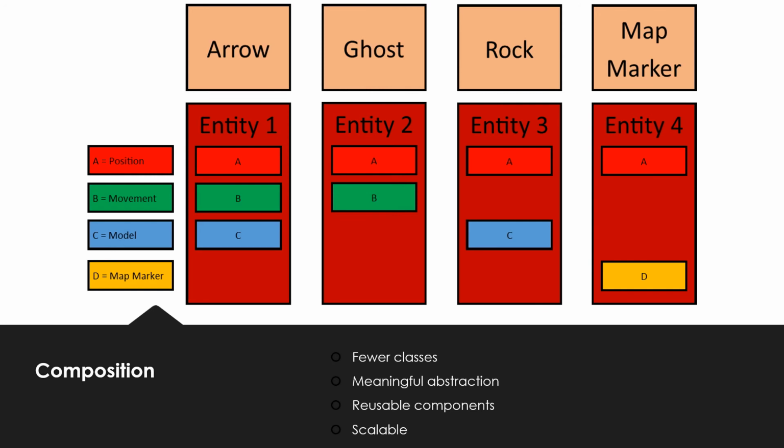So overall, I've only made 4 classes here. See, the arrow, ghost, rock, and map marker objects themselves are not classes because they're just signatures. The only real classes here are the components. It has a meaningful abstraction in the sense that these components actually make sense in the larger world. You can reuse them. A movement component is not very ambiguous. It ties you down to knowing exactly what it's representing pretty well. And it's scalable because, like I said, these are reusable and they don't really make too many assumptions about what they're representing.